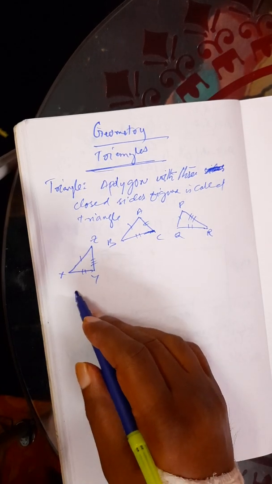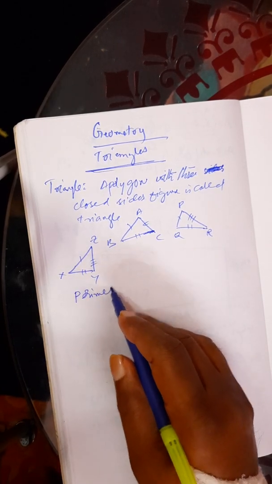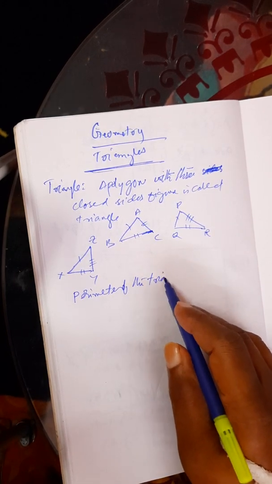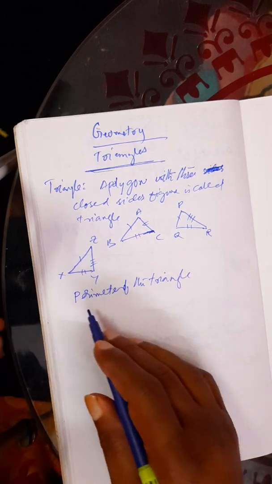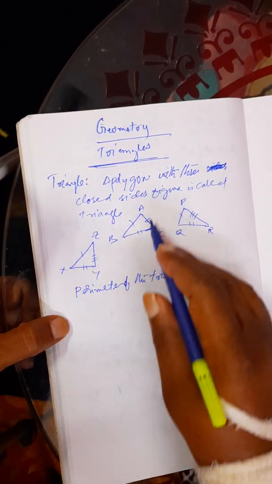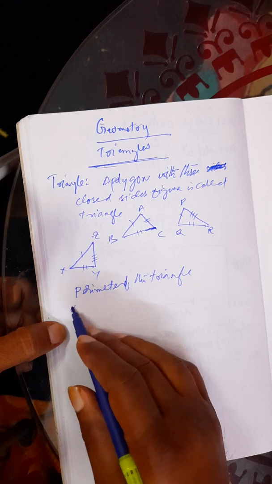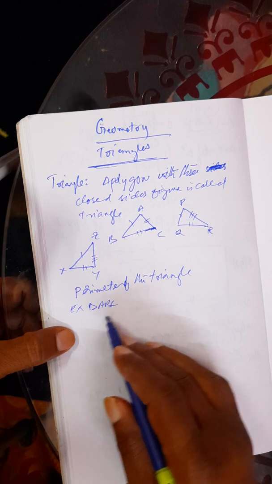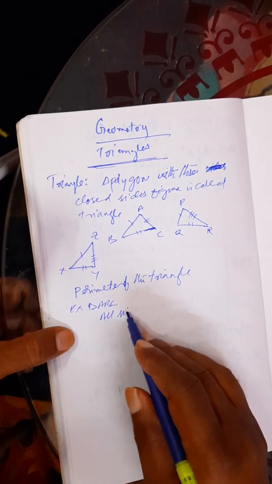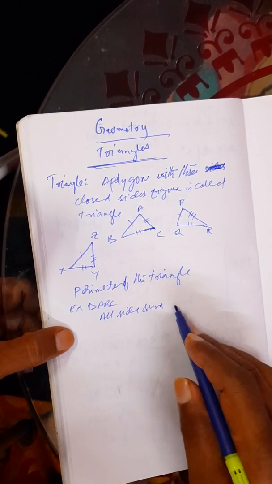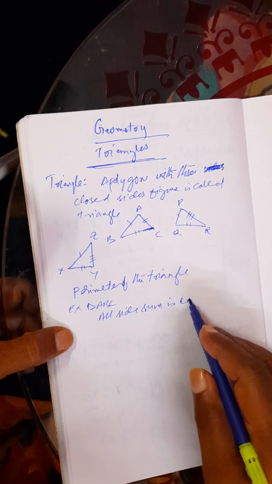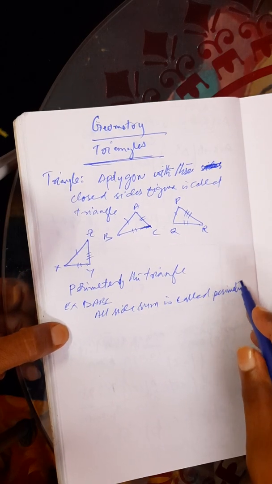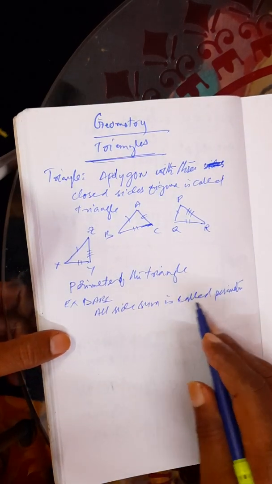Now, the perimeter of the triangle. What is the perimeter of a triangle? Suppose we are taking the example triangle ABC. All sides of the triangle, the sum is called the perimeter. All sides sum is called perimeter.